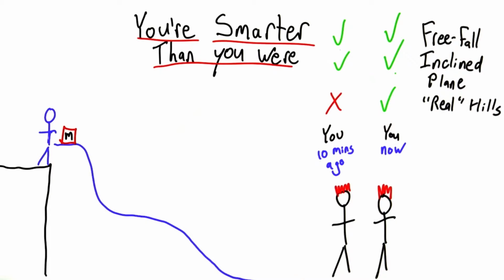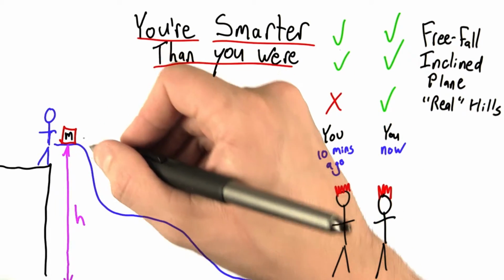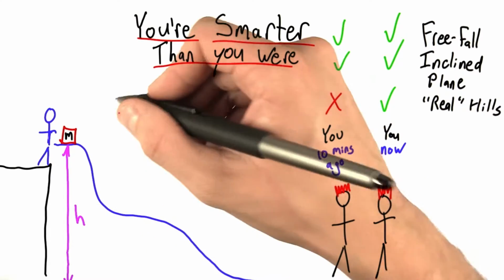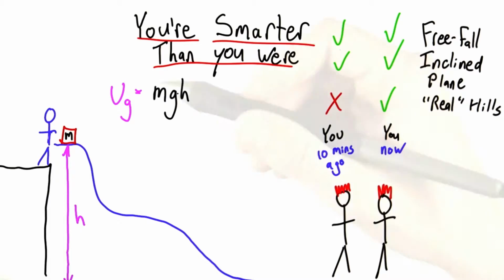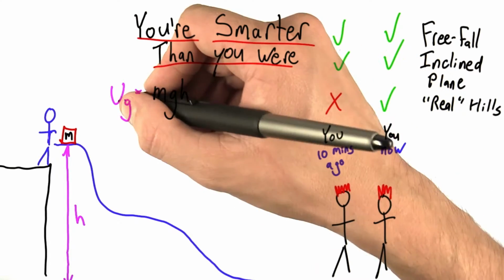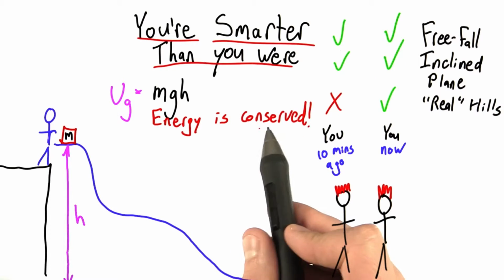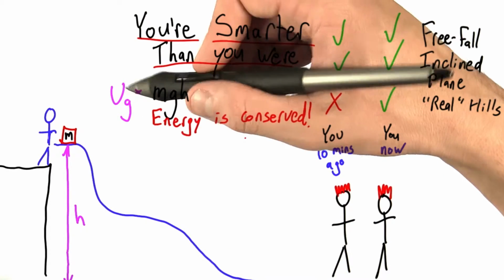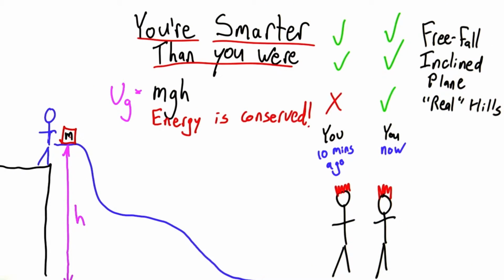And how are you going to do that? Well, as long as you know the height of the hill, you know that as the block slides down here, its potential energy will be described by this equation, m times g times h. So as h goes down, potential energy will go down. But energy is conserved. It can't be created. It can't be destroyed. So if potential energy is going down, kinetic energy must be going up.